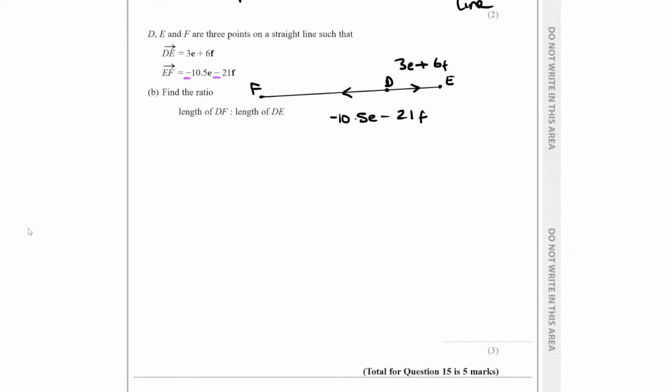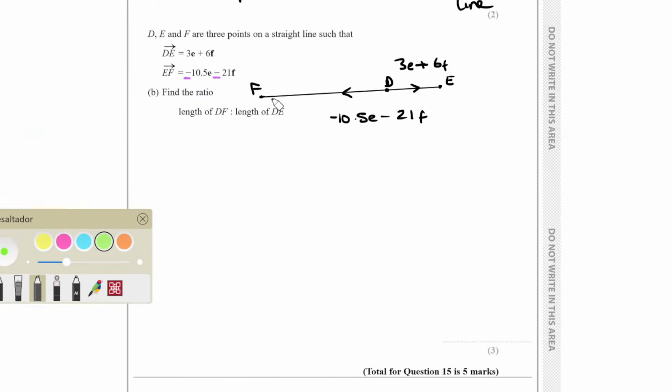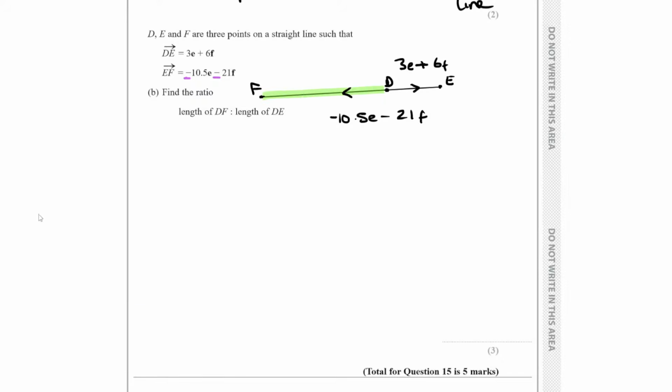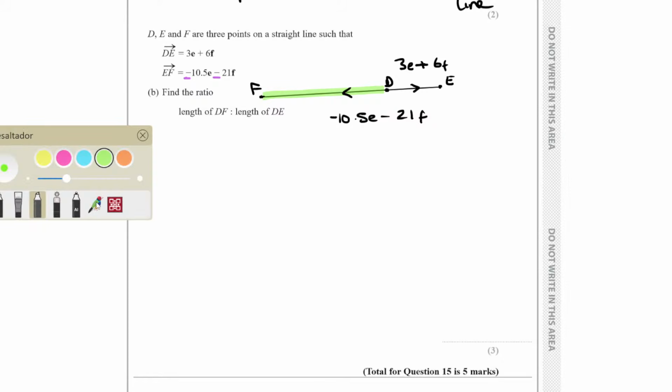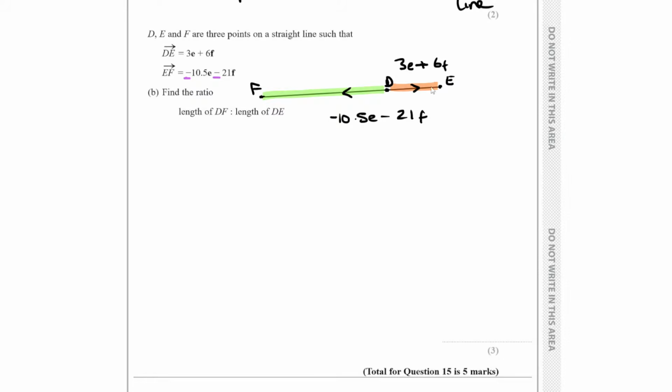Okay, now they've asked for DF to DE. Now I know what DE is, but I don't have DF, do I? What I've actually got is EF. I've got the whole thing, haven't I? That's what I've got here.